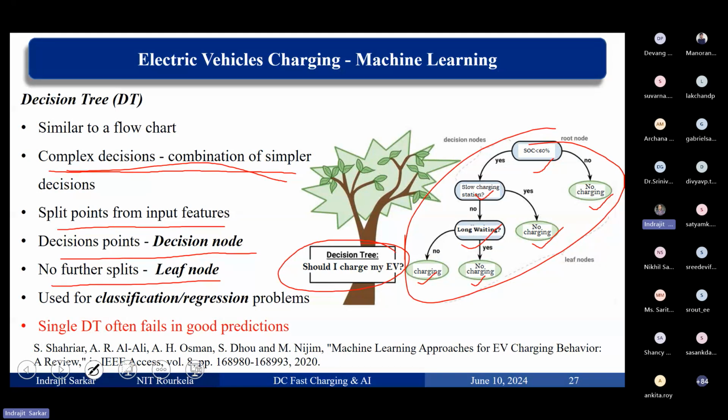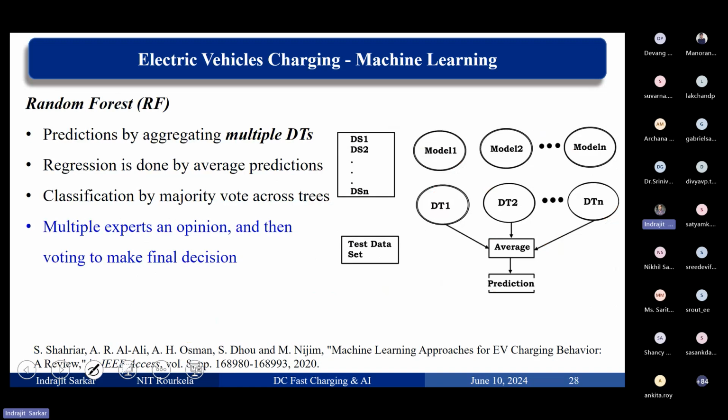That can be decided. But the problem is when it is a single decision tree, it often fails in good predictions. So, very obviously, if it fails at prediction, then what we do is take multiple decision trees. When there are multiple trees, it's nothing but a forest. That is why we come to random forest. Here we have multiple decision trees, and then we do the averaging and the prediction. So predictions are made by aggregating multiple decision trees.